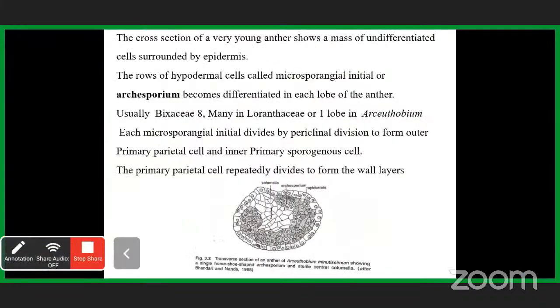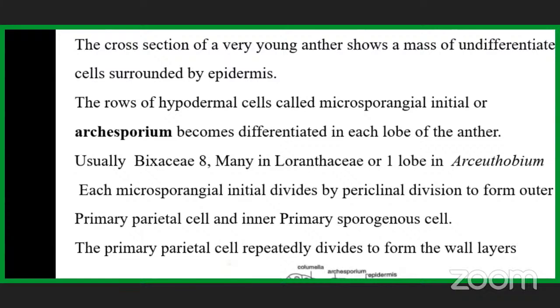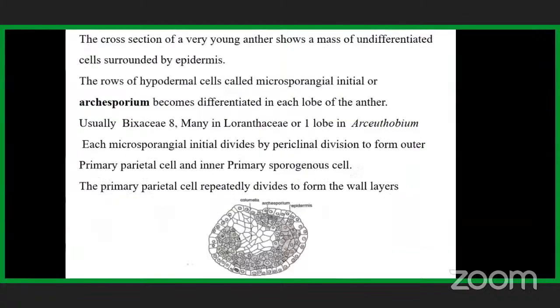And then here you can see how it is in the cross section. Actually, how the microsporangium is developing from the archisporium, because of the anther lobes. Already told you, in Loranthus there is only one, the majority have two lobes, and in Malvaceae only one lobe.